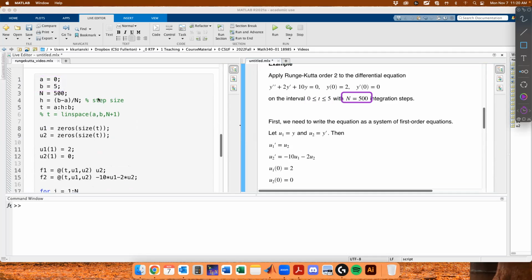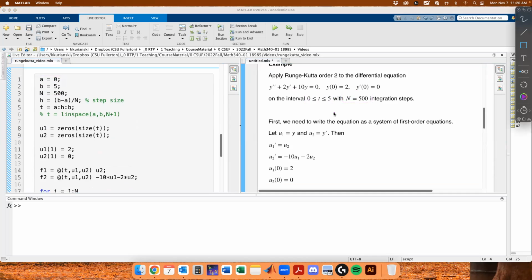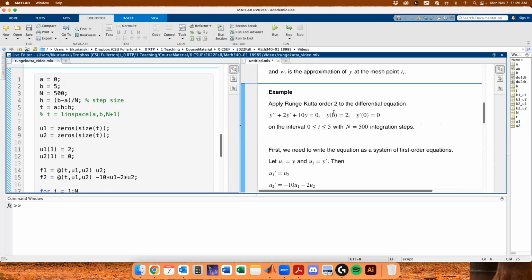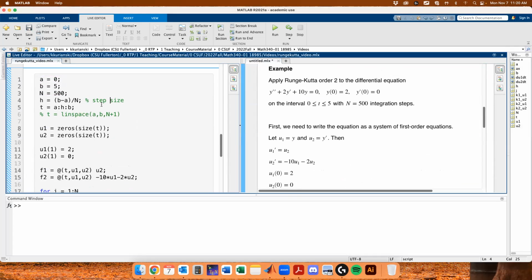I want to take 500 integration steps, so I've defined this variable n to be 500. And I'm going to need a step size when I perform this integration. If you go back up here and look at the method, h shows up in a lot of places. That is our step size, and the step size is b minus a over capital N. So that's what I've defined here.